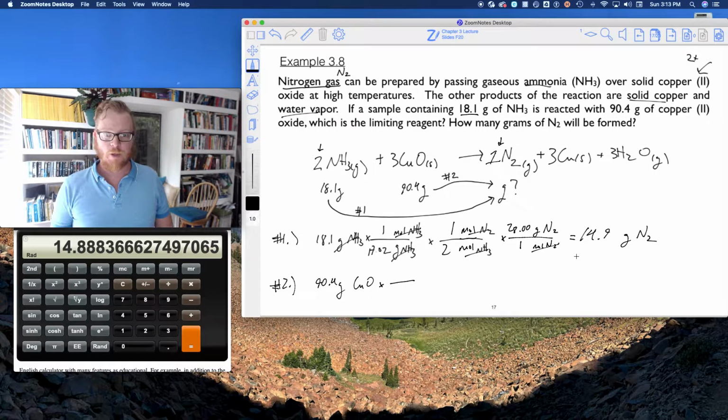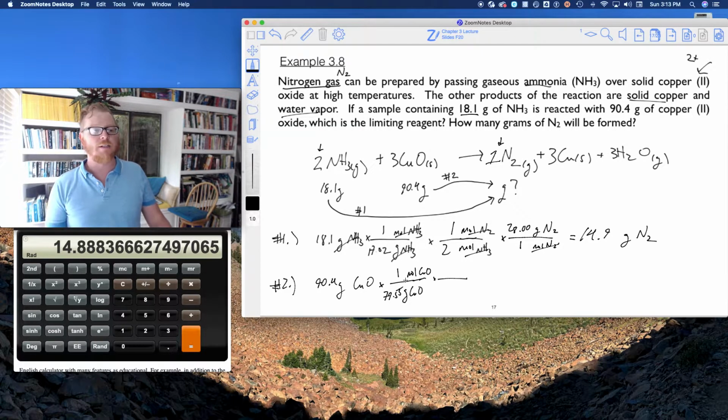Okay. So I can follow this same kind of pattern where I know I'm going to have to convert grams of copper 2 oxide into moles of copper 2 oxide, and we know from the periodic table that there's 79.55 grams per mole of copper 2 oxide. So prove this to yourself. Prove that you can get that molar mass, okay? And then I know the grams are going to cancel.